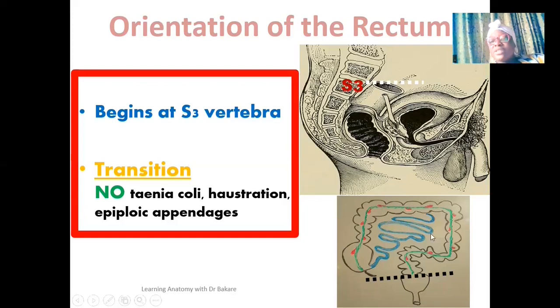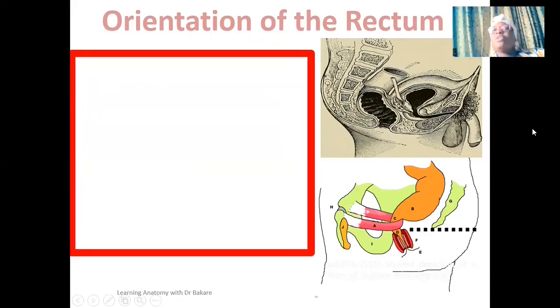So in the wall of the rectum, there is no tinea coli, there is no haustration, and there are no epiploic appendages. It's also good for us to note this. So going more on the orientation, we've tried to establish where it begins from, and that is at the level of the third sacral vertebra.